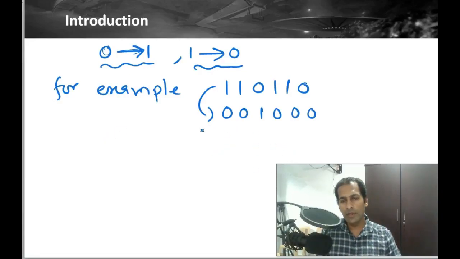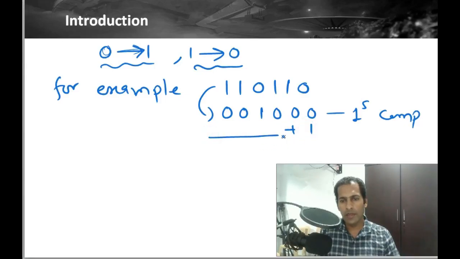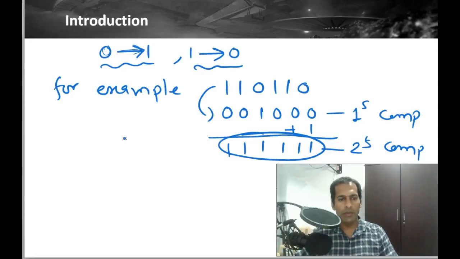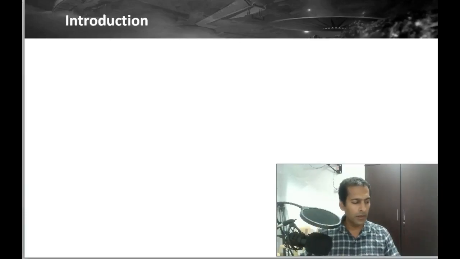And what is 2's complement? This is 1's complement. If we add plus 1 to the same 1's complement, the answer will be 2's complement. So this will be 0 0 1 0 1 0. That is our 2's complement. This is how we find out 2's complement. Now we'll combine this with the sign bit. So let us take one example for this.